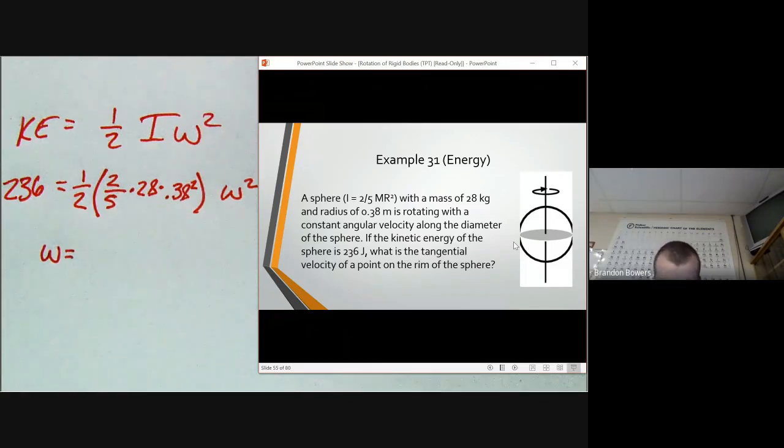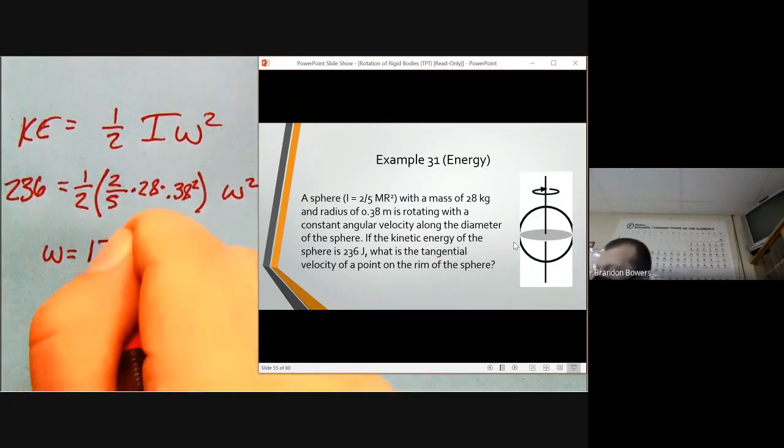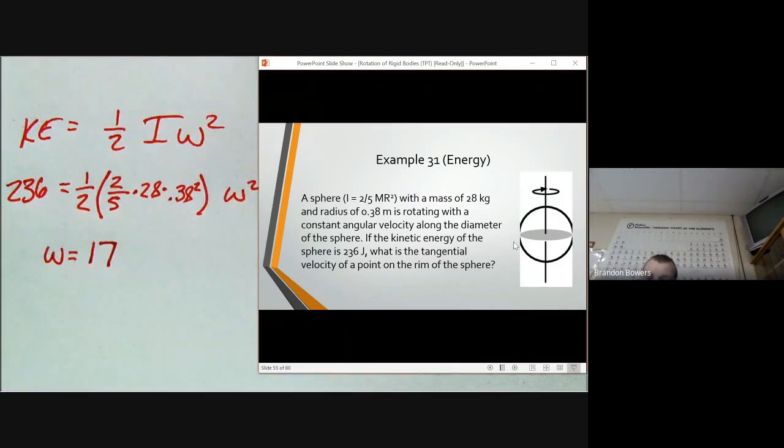I got 17. I don't get 17. Wait, you're agreeing? Is that the dimensional velocity or the angular? That is not what I'm going to get. Did anyone get 17? I actually got the correct answer, unlike you guys. All right, so that is the omega.